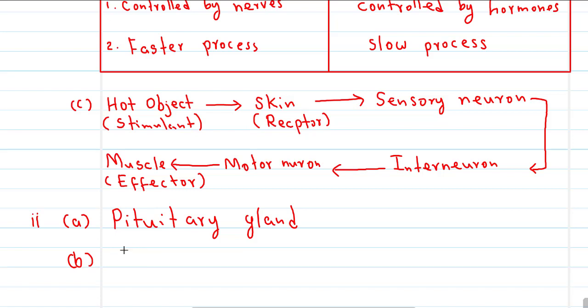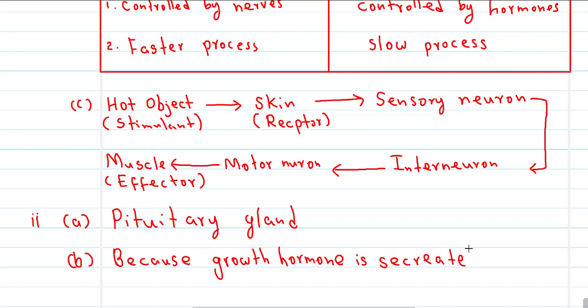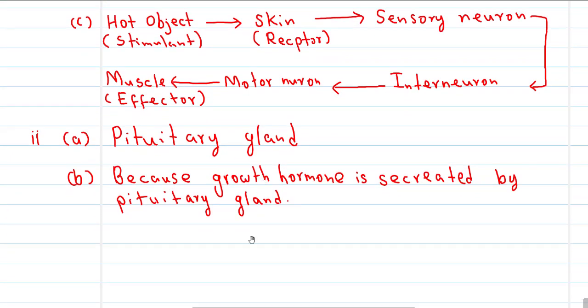Right. I have come to here. Because, you can write with me. Because growth hormone is secreted by pituitary gland. By pituitary gland. Right. Then we will discuss the next question. Part 3.